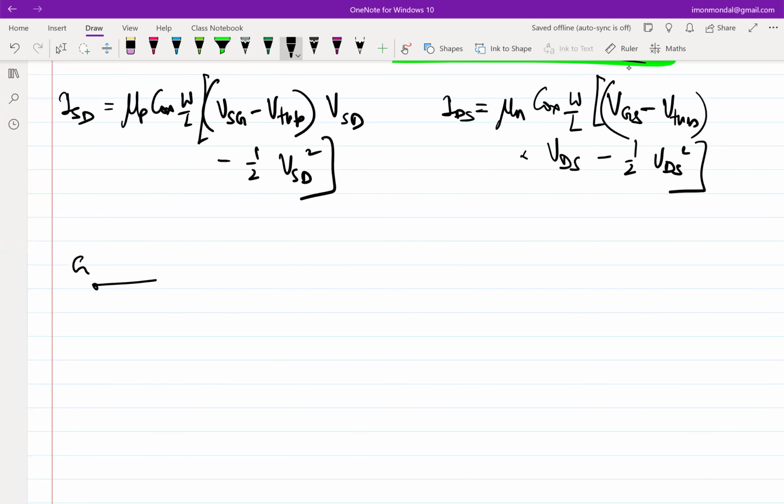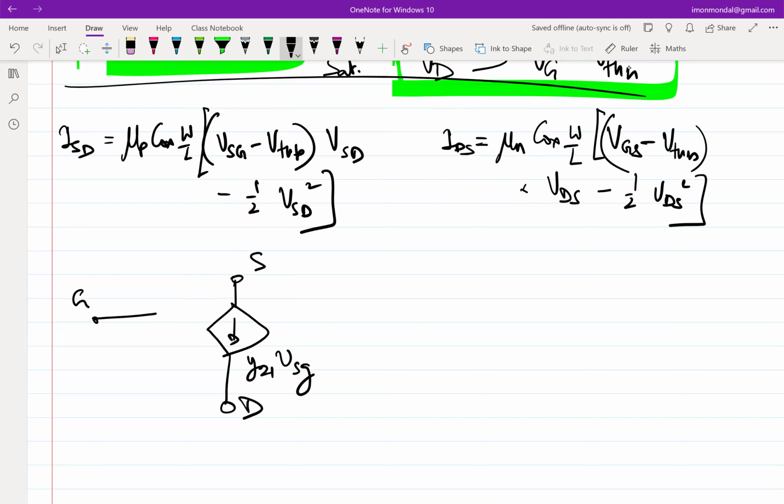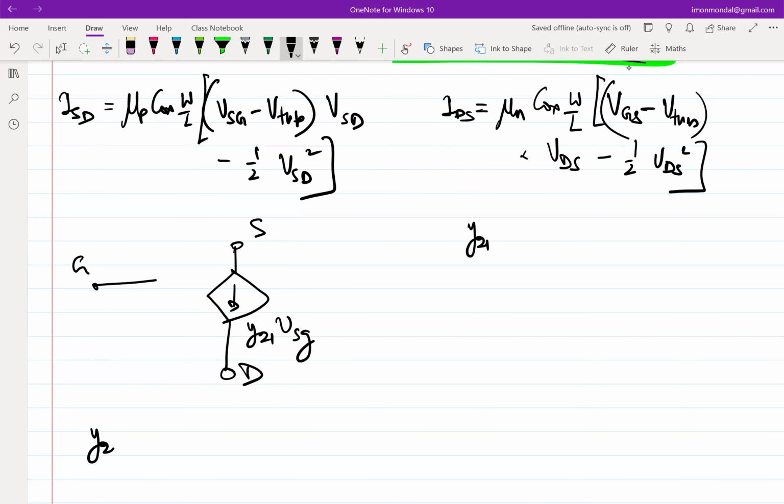Gate, source, this is drain, Y21 times VSG, right? So in case of an N MOSFET, what is the Y21? Let me write the Y21 for P MOSFET also. Y21 for P MOSFET is mu P Cox W over L times VSG minus threshold voltage. So what do you think the Y21 for N MOSFET will be?